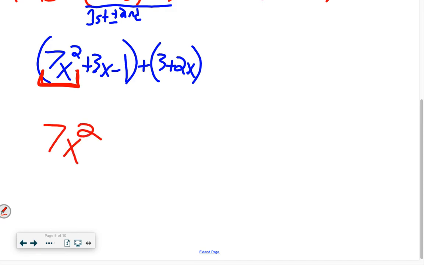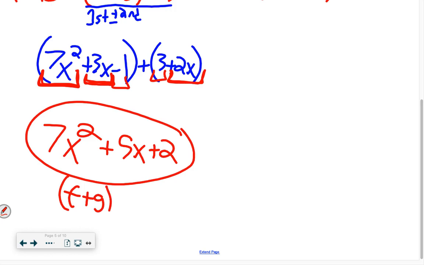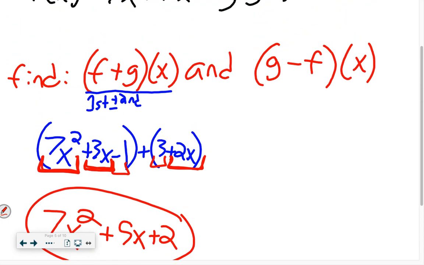So then we have a 3x. We have to look for its buddy, which is right here. 3x plus 2x, you get 5x, and then a negative 1 and a positive 3, you get positive 2. So that is f plus g of x. That's just us adding those two equations together. Okay, so that's easy enough.